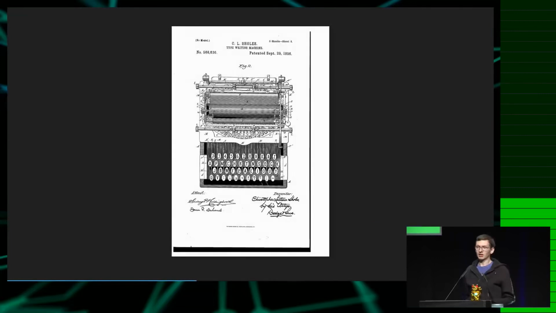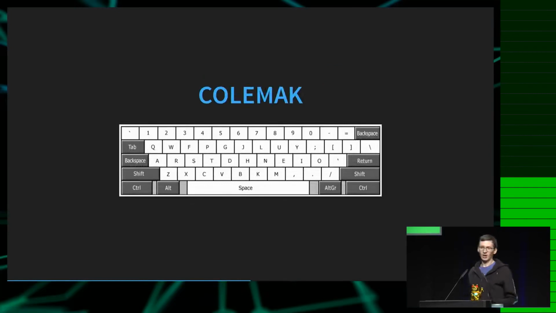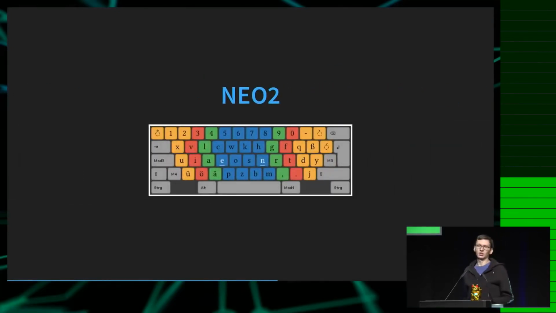One even dates back to the time of mechanical typewriters. This patent is from the late 19th century and shows an alternative layout, but we're more interested in stuff that people still actually use today. So this, for example, is Dvorak. We also have Colemak, or my personal favorite, Neo 2, which is optimized for the German language, because I'm German.